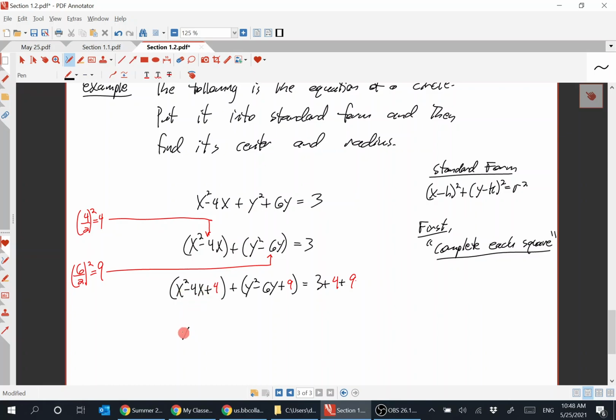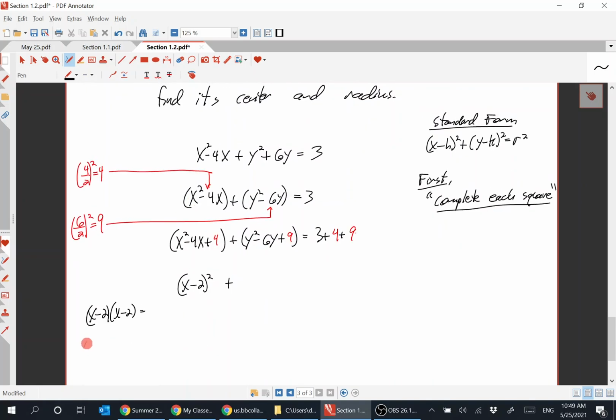Now this is x minus 2 squared. Hence, it's called completing the square. You put in what's missing, which makes it a perfect square. So x minus 2 squared, that's x minus 2 times x minus 2, which is x squared minus 4x plus 4. Same thing here. This becomes y minus 3 squared.